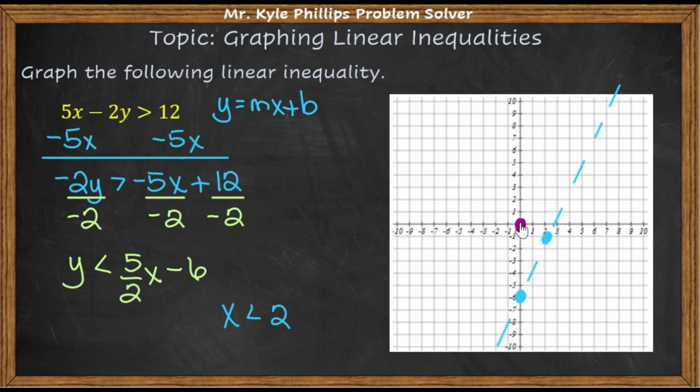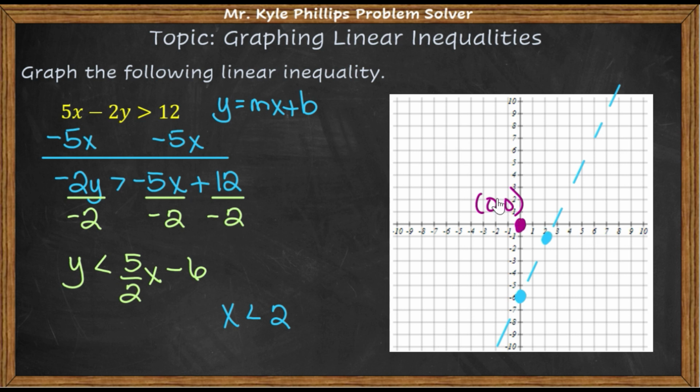So what I'm going to do is take this test point 0, 0 and plug it into my inequality. If 0, 0 makes the inequality a true statement, I'm going to shade on this side where 0, 0 is. If I plug in 0, 0 and the statement is false, I have to shade on the opposite side of 0, 0.